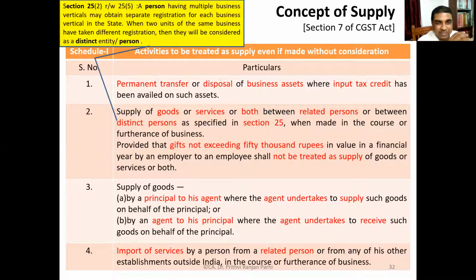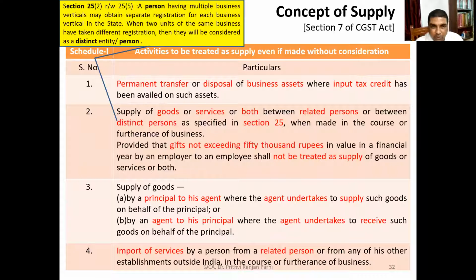The next part is the supply of goods by principal to his agent where the agent undertakes to supply such goods on behalf of the principal. So when the principal is supplying goods to his agent, that is also supply, even if no consideration is involved. And the reverse also, by an agent to his principal, when the agent is supplying goods to his principal, where the agent undertakes to receive such goods on behalf of the principal. So the agent is receiving on behalf of the principal and is supplying back to the principal. In that situation also, even if consideration is not involved, it is still regarded as supply.